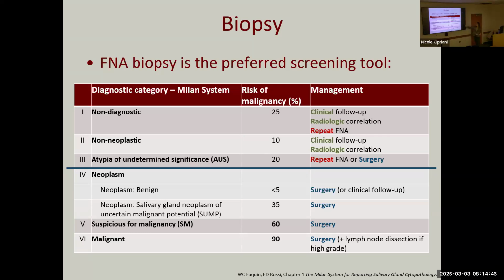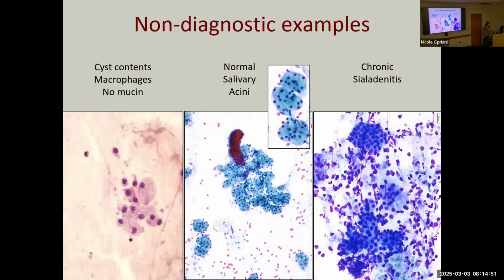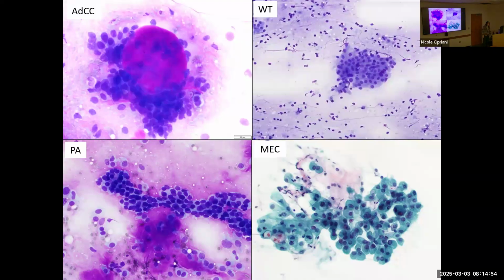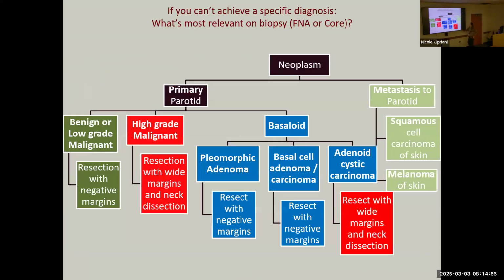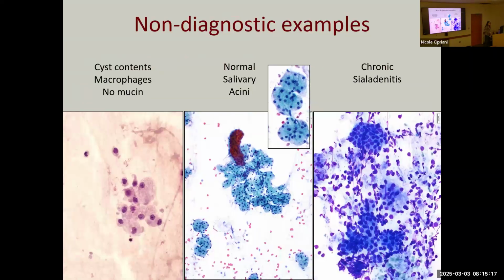What they really do want to know, rather than is this benign or malignant, is this high grade or not high grade? So rather than benign or malignant, grade is more important. You can have a low grade malignant and a benign neoplasm in which the treatment is going to be the same, which is resection with clean margins, versus a high grade malignant in which they're going to probably also do a neck dissection.